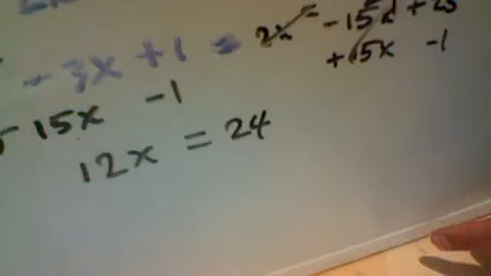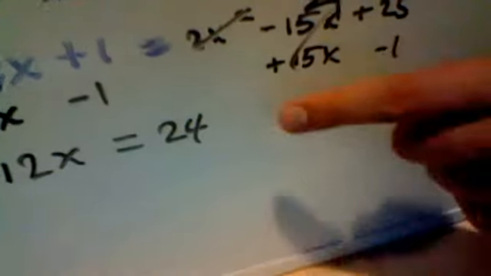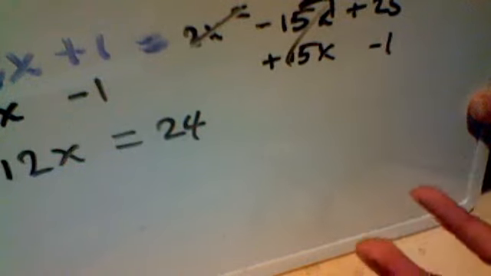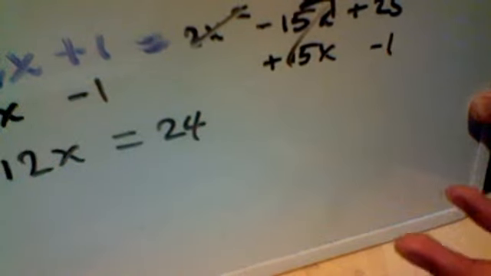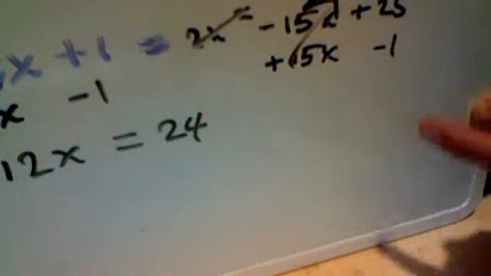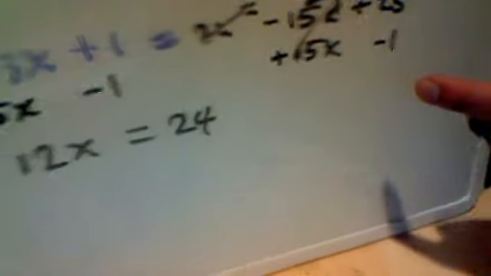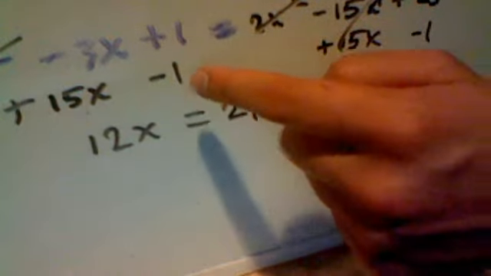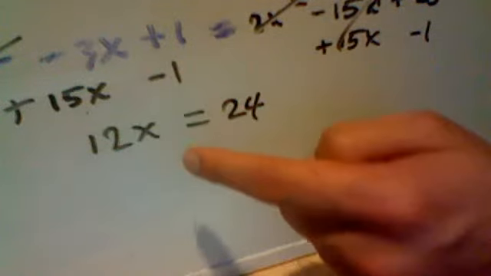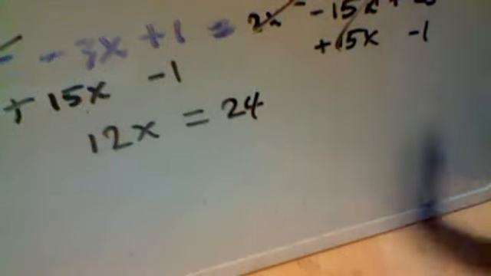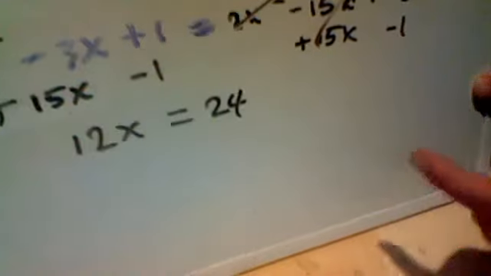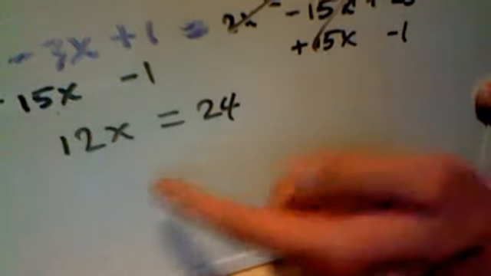From here, not sure if you guys can see what I did there. I canceled out the 2x squared because I had 2x squared on both sides, so they kind of kill each other. And then I added 15x to get rid of the minus 15x here, and I subtracted 1 from this side of the equation to get rid of the 1 here. I did the same to both sides of the equality to keep it equal and consistent. So I ended up with the result 12x equals 24.